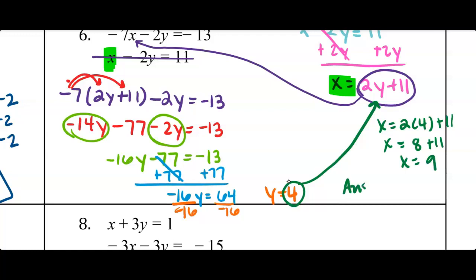So my answer is 9, 4. Remember to always put your x value first because it is an ordered pair. So you want to make sure that you have your single answer in the correct order.